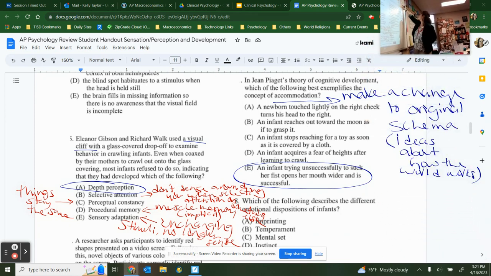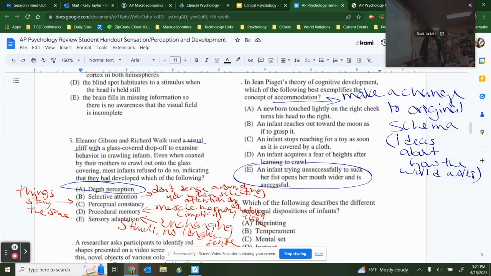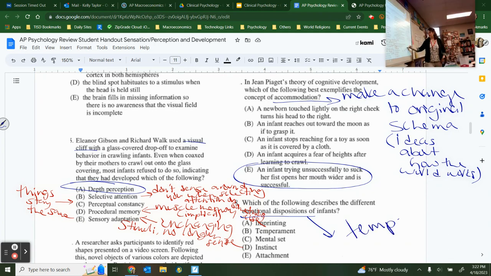Move myself over here. Okay. All right. Hey, we kind of did this one together. Accidentally, I gave it away. The different emotional dispositions is basically a kid's temper. If they are good, sweet, happy babies, or if they are like little grouchy balls of fat, well, that's going to be your temperament. Okay, let's look at the other ones.